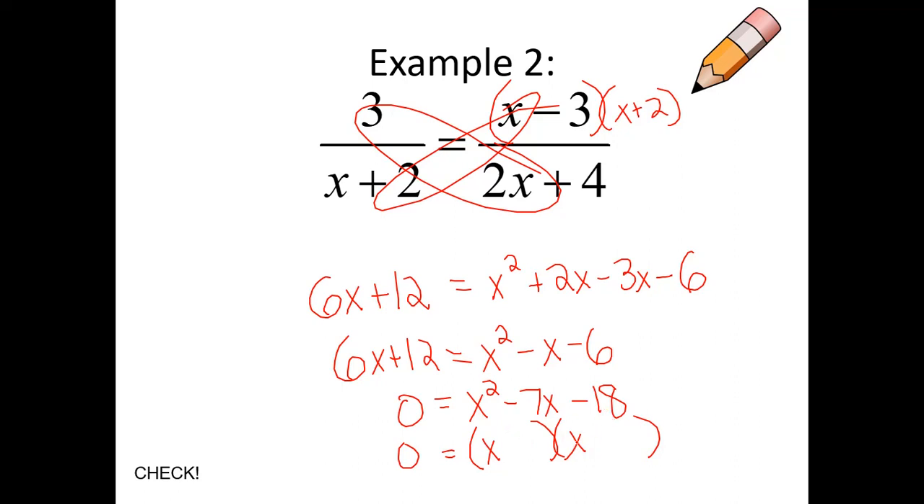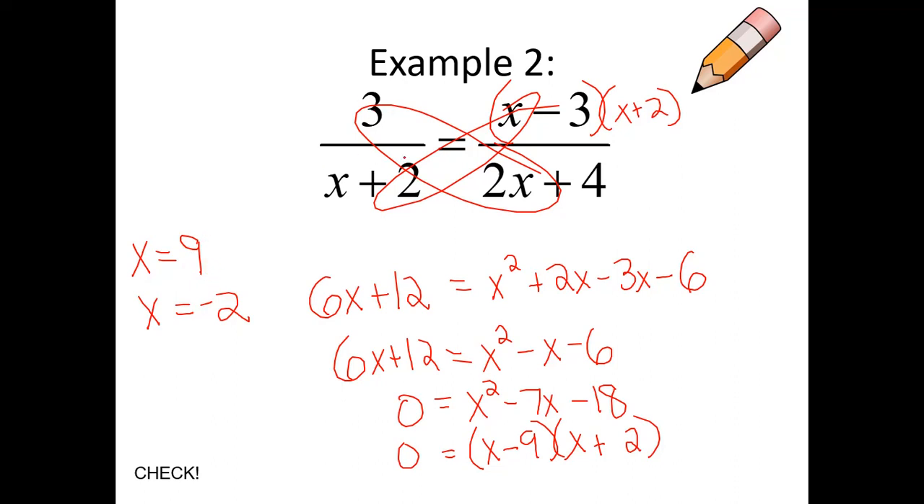Negative 18, two numbers that multiply to give me that. 9 and 2. Negative 9 and a positive 2. So if I multiply, that'll get negative 7x, positive 2x, so I get that negative 7x. So I'm actually getting two answers here. I'm getting x equals 9 and x equals negative 2. So I need to check both of these.